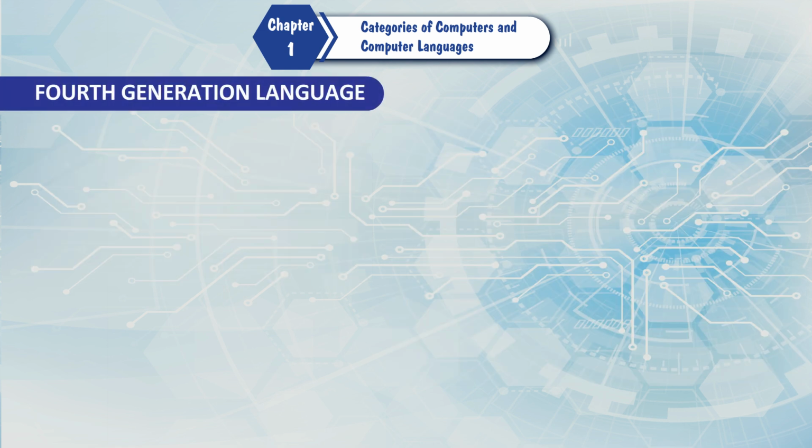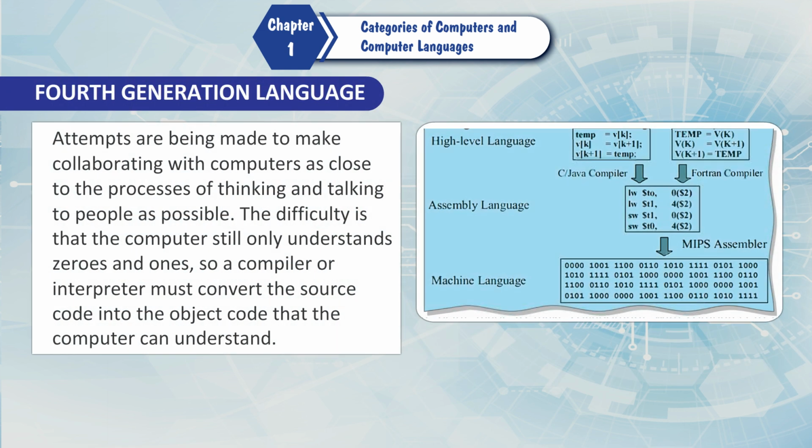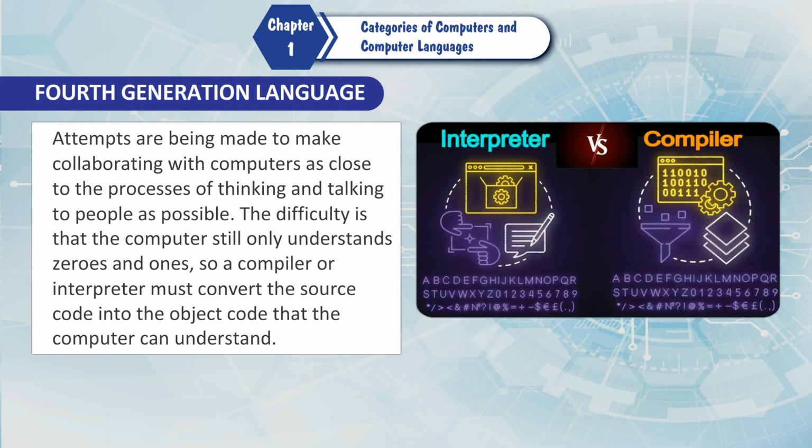Fourth generation language. Attempts are being made to make collaborating with computers as close to the process of thinking and talking to people as possible. The difficulty is that the computer still only understands zeros and ones, so a compiler or interpreter must convert the source code into the object code that the computer can understand.